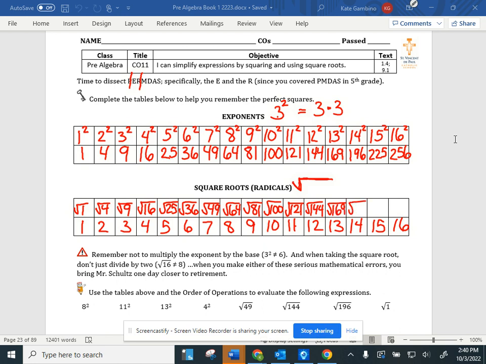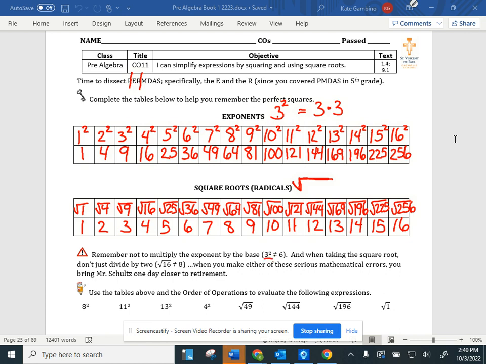Square root of 196 is 14. Square root of 225 is 15. And the square root of 256 is 16. So they work backwards, the perfect squares and our square roots. This is super important. Remember not to multiply the exponent by the base.